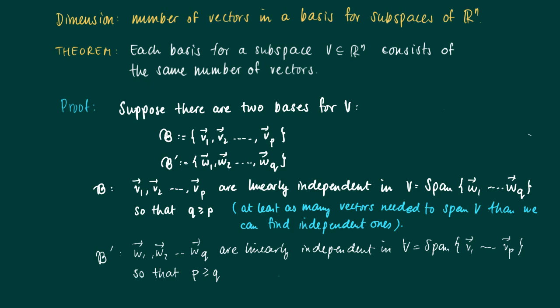So now we have q larger or equal to p and p larger or equal to q. So we conclude that p must be equal to q, which is actually what we needed to show in this theorem.